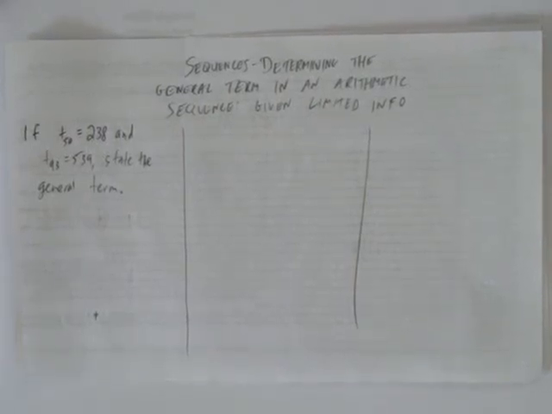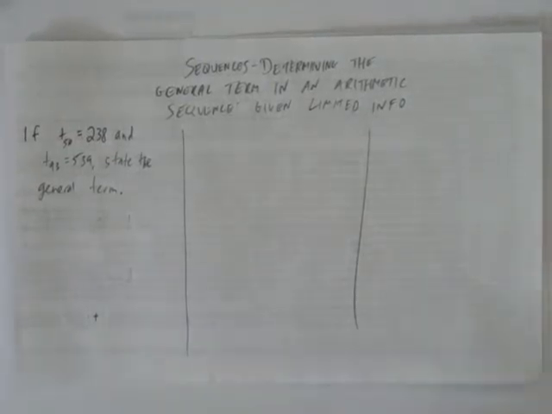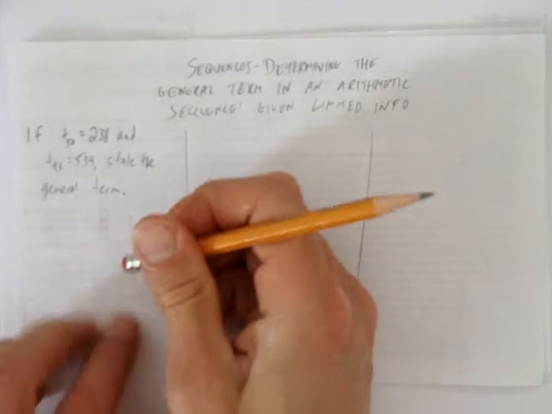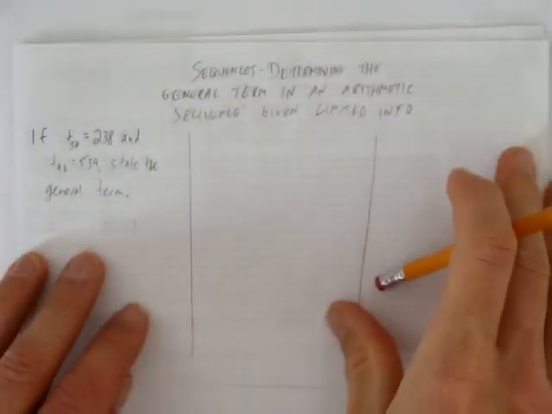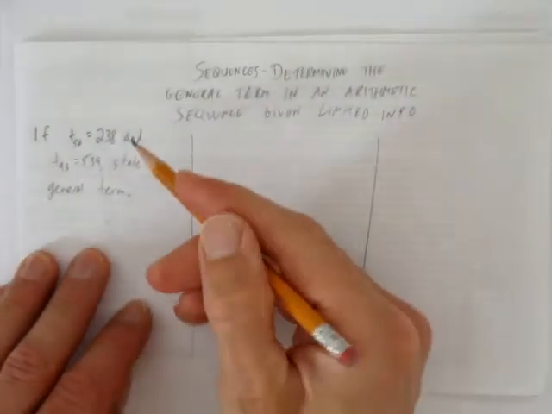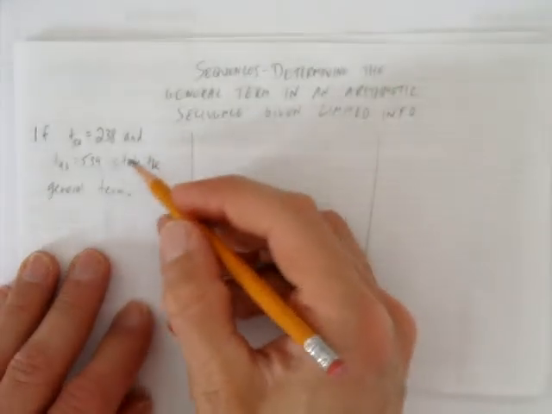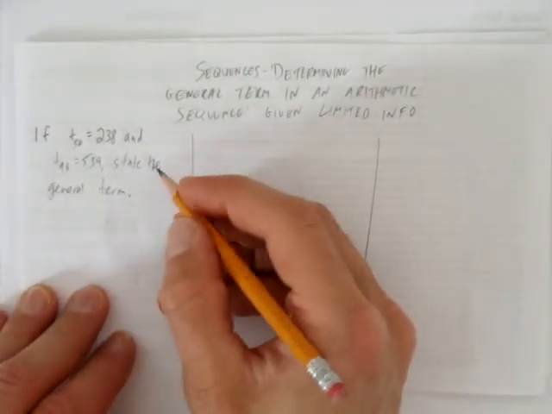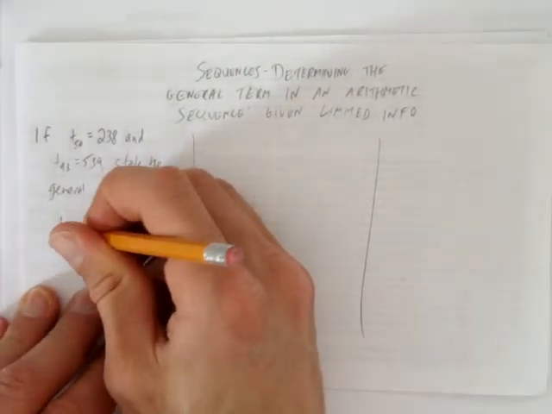In this video, we'll look at determining the general term in an arithmetic sequence when we're given limited information. So what we're given so far here is that the 50th term is 238 and the 93rd term is 539. We're supposed to state the general term.